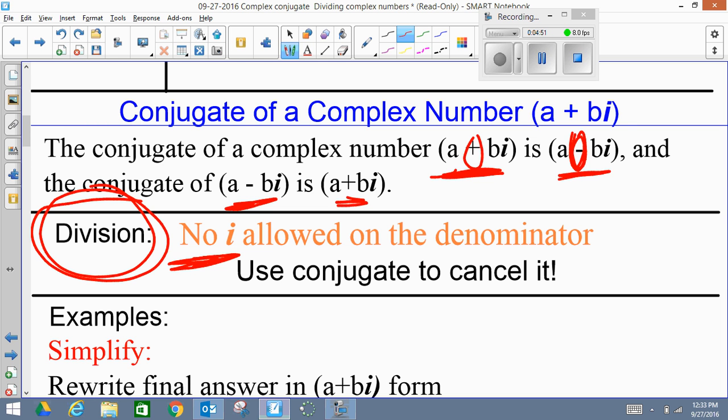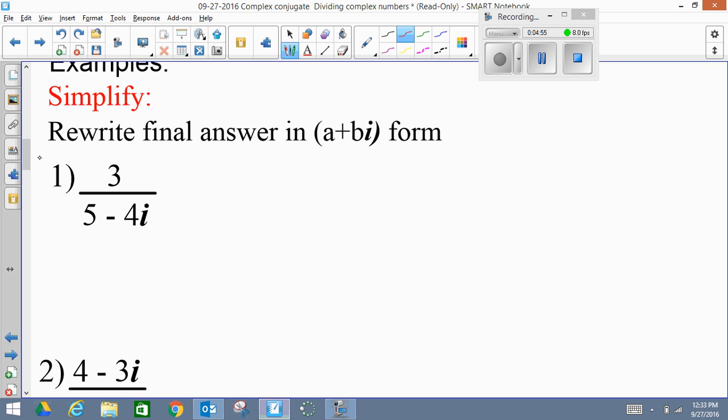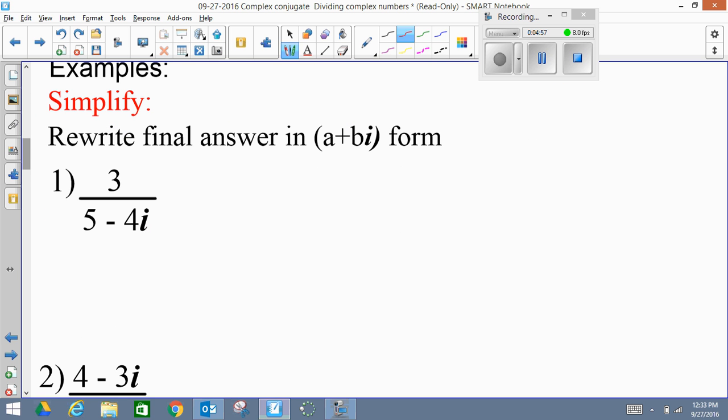Let me pull down an example so I can show you. Number 1. I have 3 over 5 minus 4i, so I'm not able to have an i on the denominator. That's a no-no. So I got to multiply by the conjugate. The conjugate in this case is the same terms, 5 and 4i, but the only thing that I change is the sign. I have a negative, so my conjugate is positive.